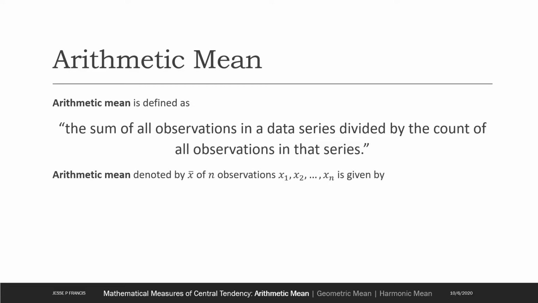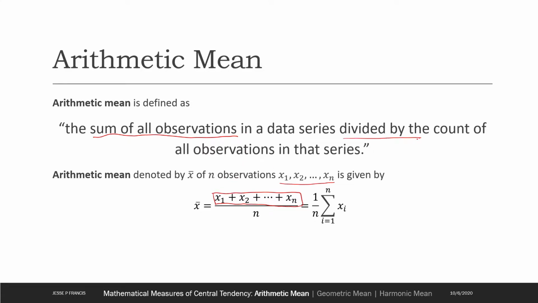Arithmetic mean denoted by x bar. We are going to give it a notation of n observations x1, x2, etc. xn. So there are n observations is given by x bar is equal to x1 plus etc plus xn divided by n. If you notice, these two are the same. Sum of all observations. Here the observations are x1, x2, etc. xn. On numerator we have x1, x2, etc. plus xn divided by count of all observations. Here the count of all observations is n, because there are n observations, so divided by n. So these two are basically the same.